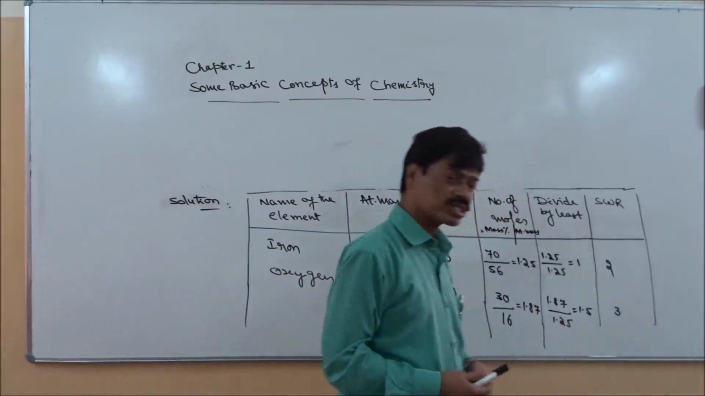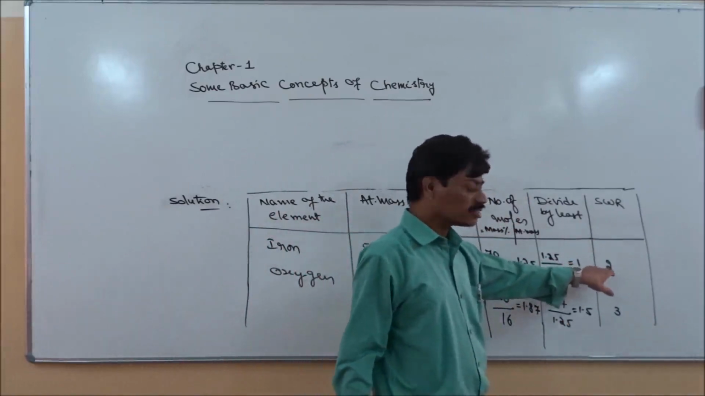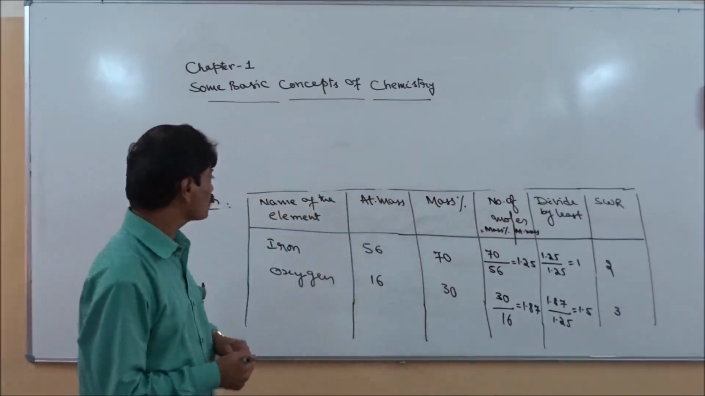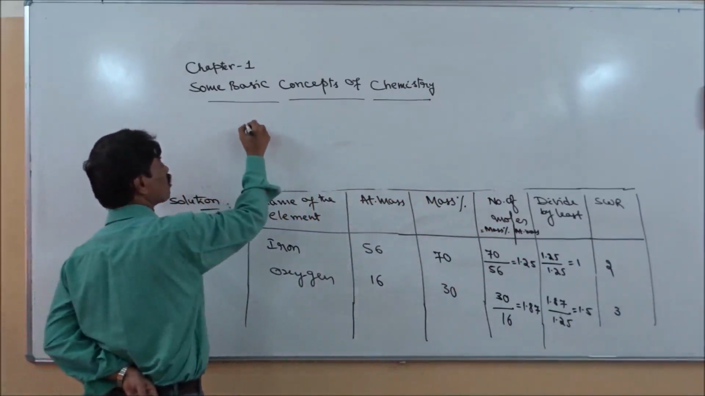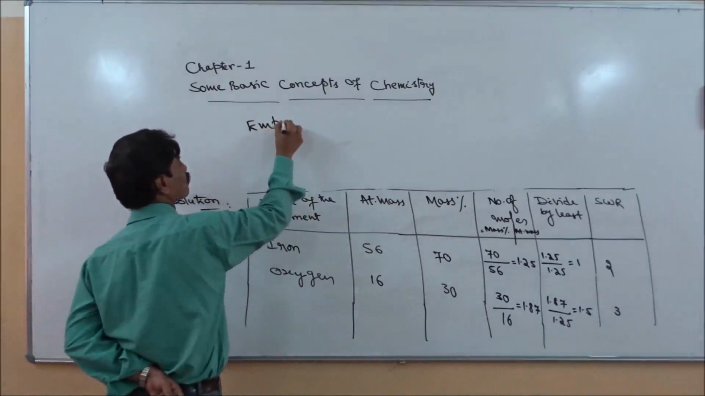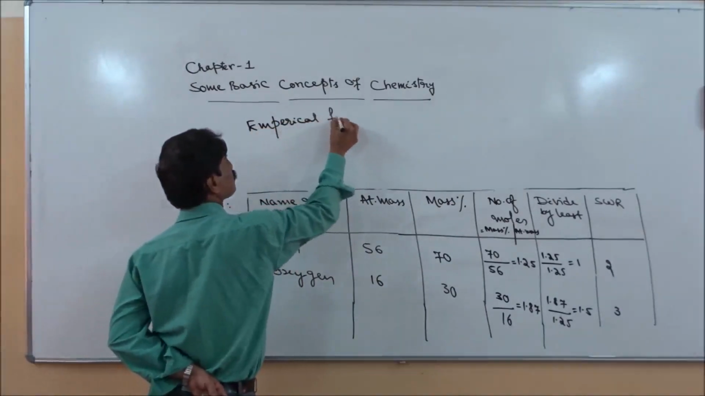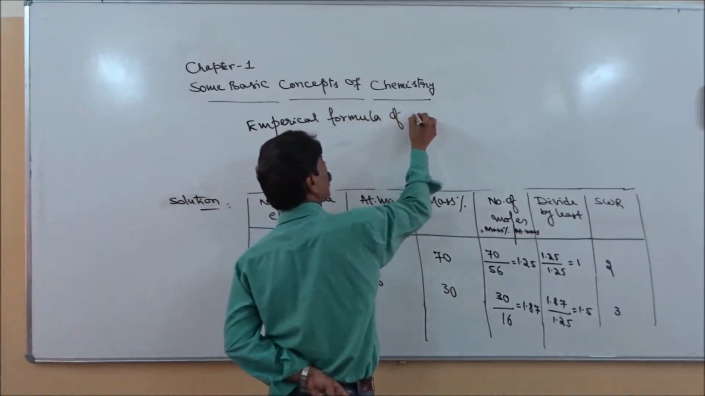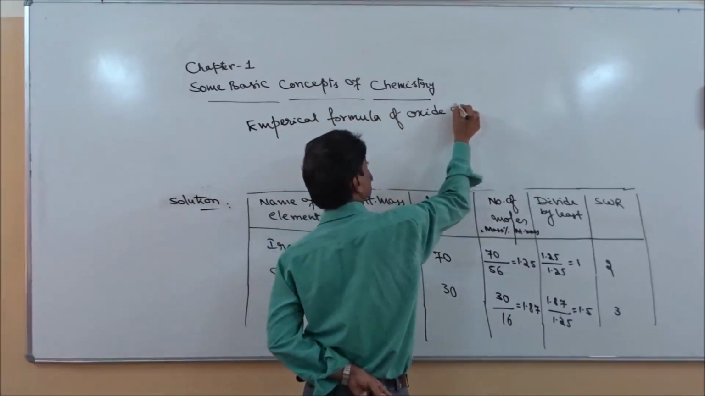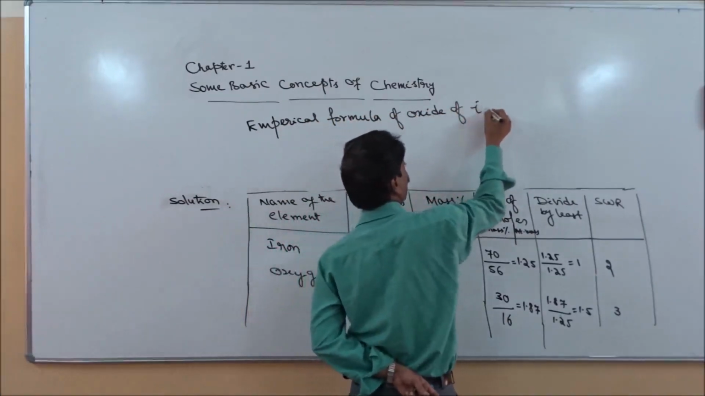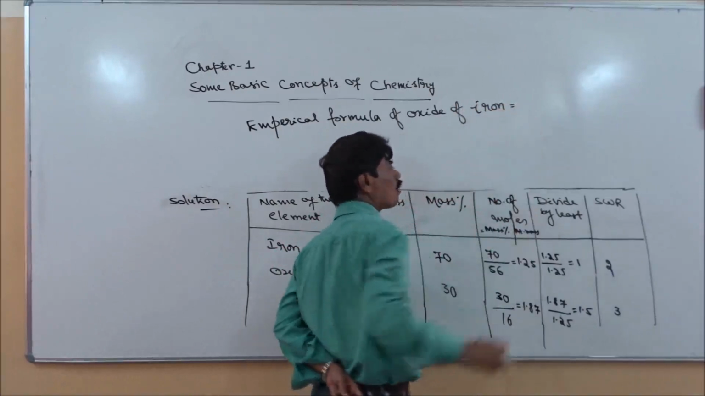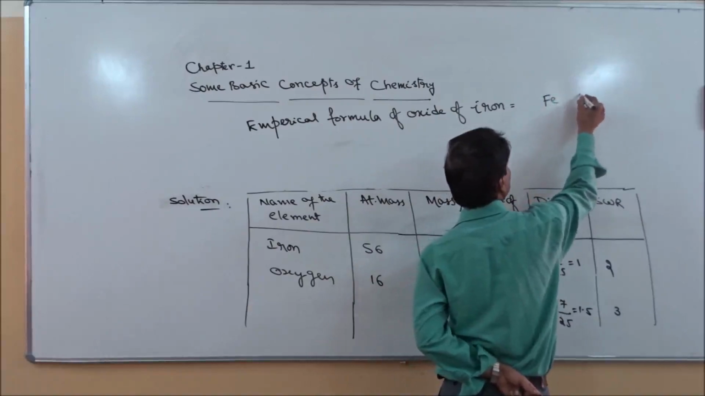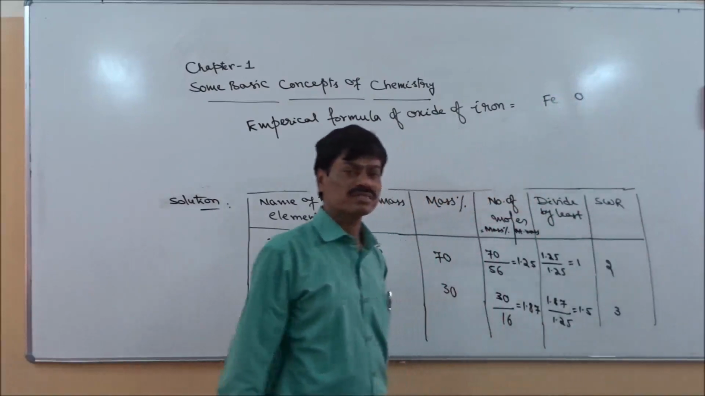We got a simple whole number ratio, and this 2 is with respect to iron and 3 is with respect to oxygen. Now, empirical formula of oxide of iron. So oxide of iron means we write first Fe and then O, kept apart from each other.